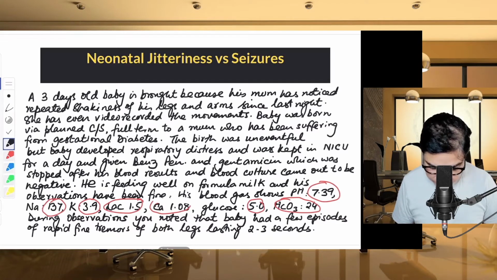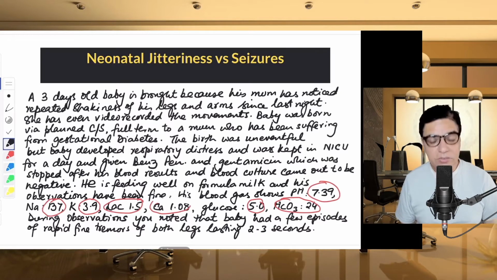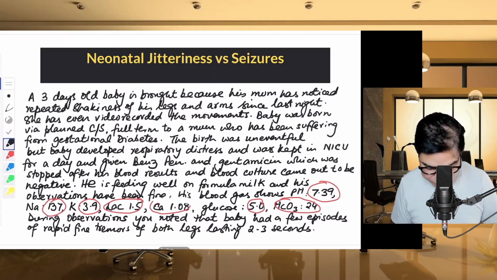Now later on, he started developing these shakiness movements. At the moment he's feeding well on formula milk, and his observations have been fine. I mean, his heart rate, respiratory rate, cap refill time, blood pressure, everything has been fine. So you start by doing a heel prick blood gas, and the blood gas shows that his pH is 7.39, sodium is 137, potassium is 3.9, lactate is 1.5, calcium is 1.08 millimoles per liter, glucose is 5 millimoles, and bicarbonate is 24. So these parameters are pretty much normal.